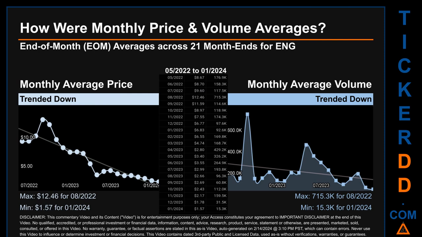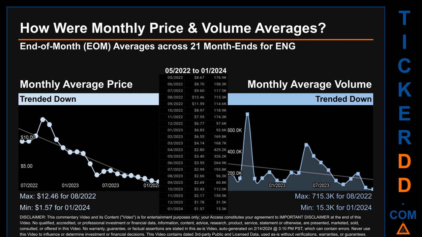How were price and volume averages for ENG? Across 446 trading days, there were a total of 21 month ends, of which monthly averages for daily price and volume were calculated. Overall, monthly price average trended down while monthly volume average trended down.